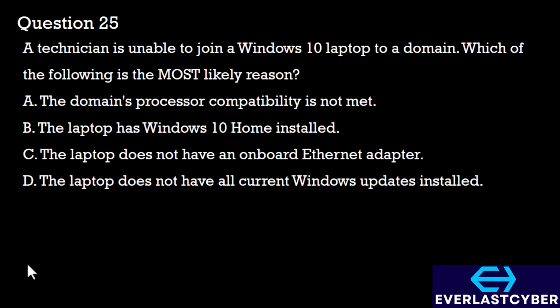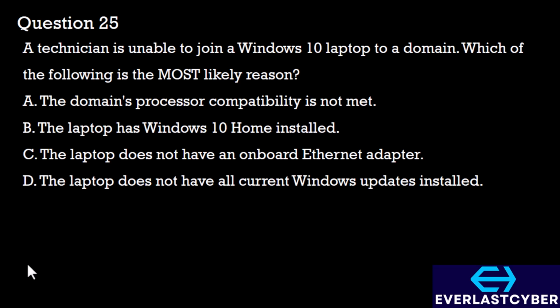Question 25. A technician is unable to join a Windows 10 laptop to a domain. Which of the following is the most likely reason? A. The domain's processor compatibility is not met. B. The laptop has Windows 10 Home installed. C. The laptop does not have an onboard Ethernet adapter. D. The laptop does not have all current Windows updates installed.